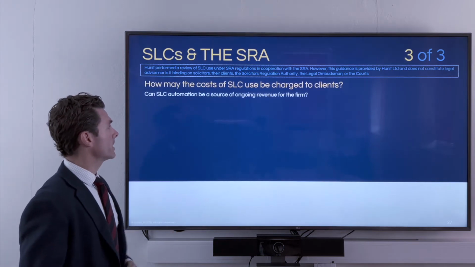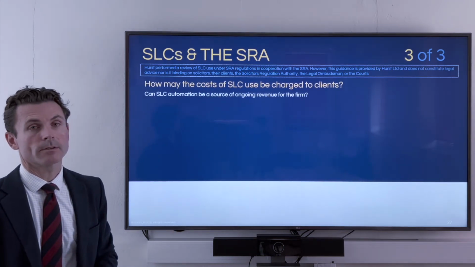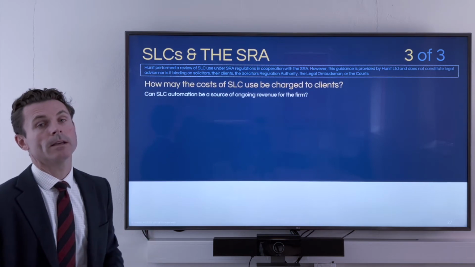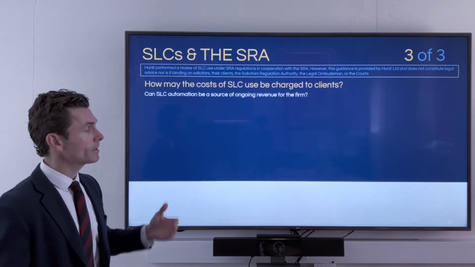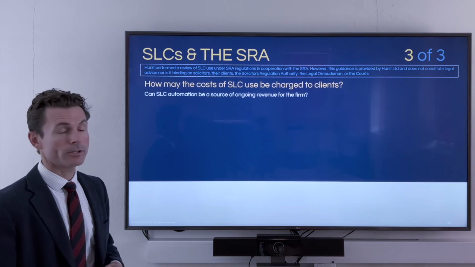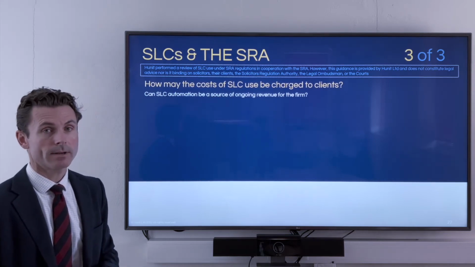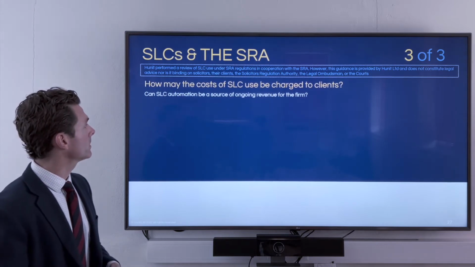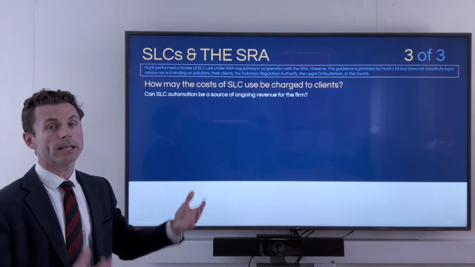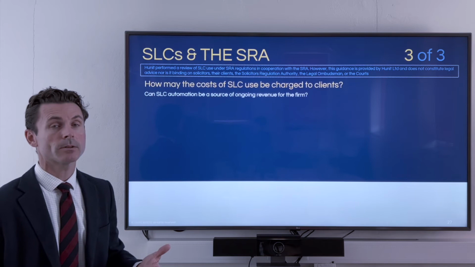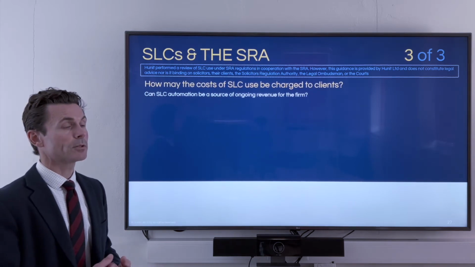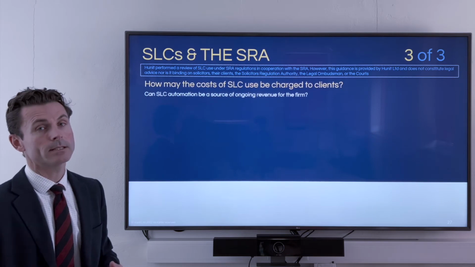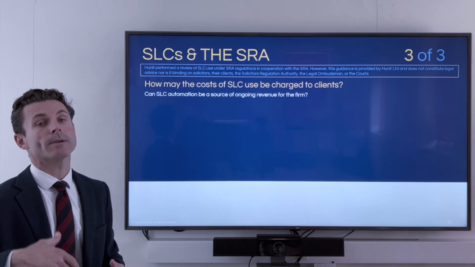Can SLC automation be a source of ongoing revenue to the firm? Meaning, can the automation itself trigger value capture to the firm? A firm could decide to bill their clients in a very traditional way for the creation of a smart legal contract. Right? We spent X number of hours to create this for you, here you go. Or smart legal contracts and their ability to capture value as they create it over time could mean that a firm could experiment with a model where they essentially give away the smart legal contract itself and instead create revenue for the firm as it executes.